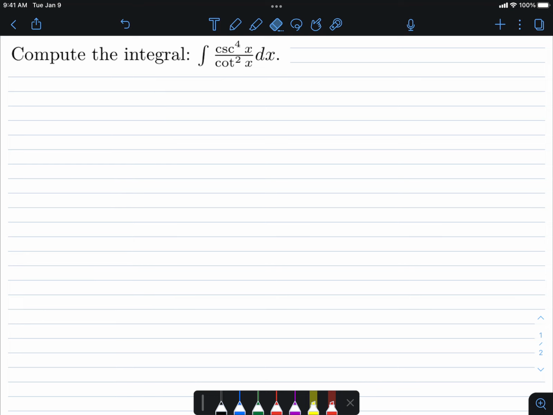All right, let's try and solve this integral here. To begin with, this is involving cosecant and cotangent. And just like there is a relationship between tangent and secant, there is also a very nice relationship between cotangent and cosecant. So let's recall what we know about tangent and secant first.